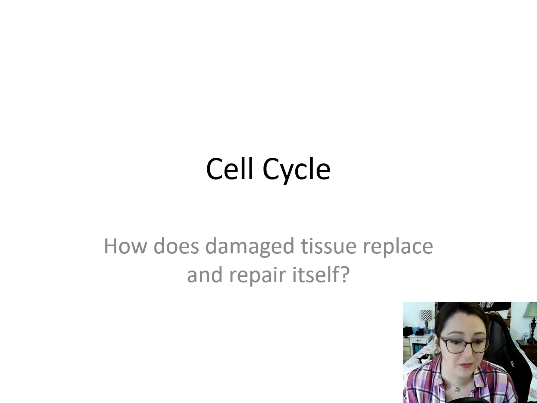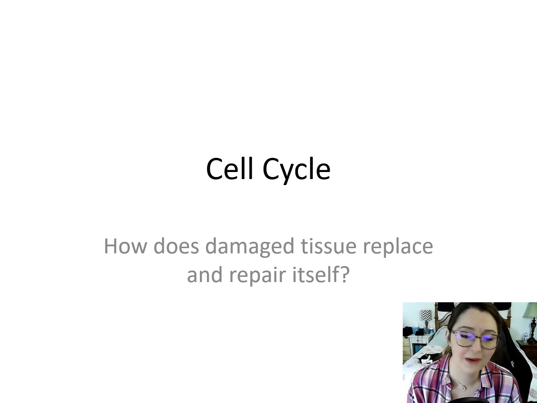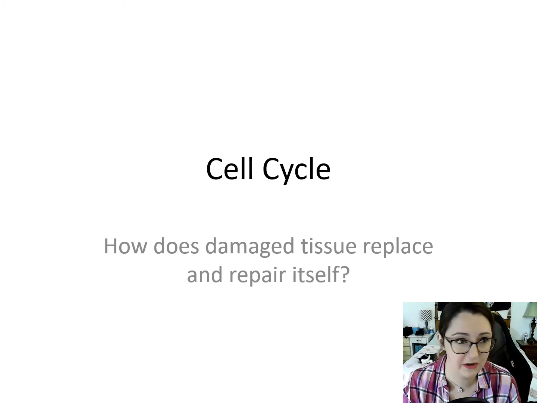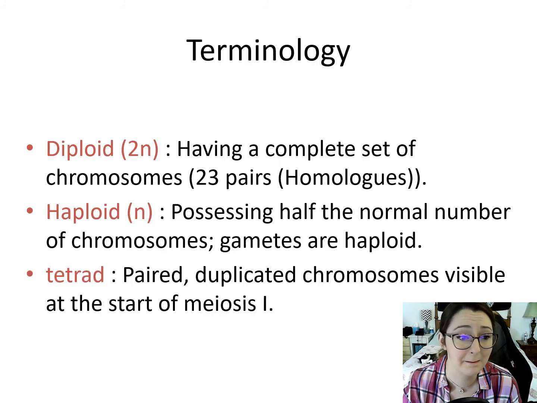All right, moving on to the cell cycle. So this is the last little section here on cells, and then the next lecture will be over tissues. So let's ask the question, how does damaged tissue replace and repair itself? So if you got a cut on your arm or on the inside of your mouth or wherever, those cells are damaged and they need to be replaced, but that also needs to be repaired as well. So let's figure out how cells are able to do that.